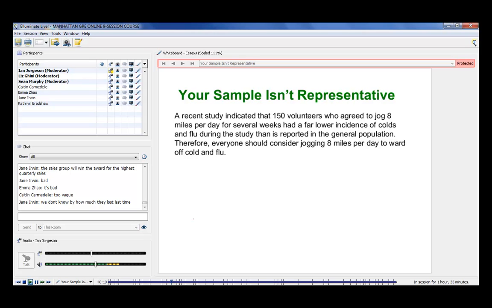All right, so I think we're getting good at this, so I'm going to jump in and say, hopefully everyone agrees with me that the last sentence is the conclusion, and the only evidence given is that the 150 volunteers had a far lower incidence of colds and flu. Okay? Is this a good argument? What do you guys think?